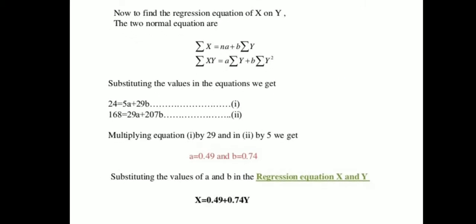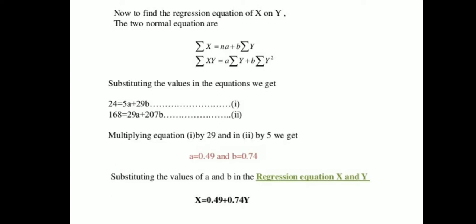Now let us find the regression equation of x on y. The two normal equations are sum of x equal to na plus b into sum of x, as earlier. In the previous step, the normal equation for the regression equation of y on x, we took sum of y equal to na plus b into sum of x. Now it is for x on y, so x is dependent and y is independent here. So sum of x equal to na plus b into sum of y.